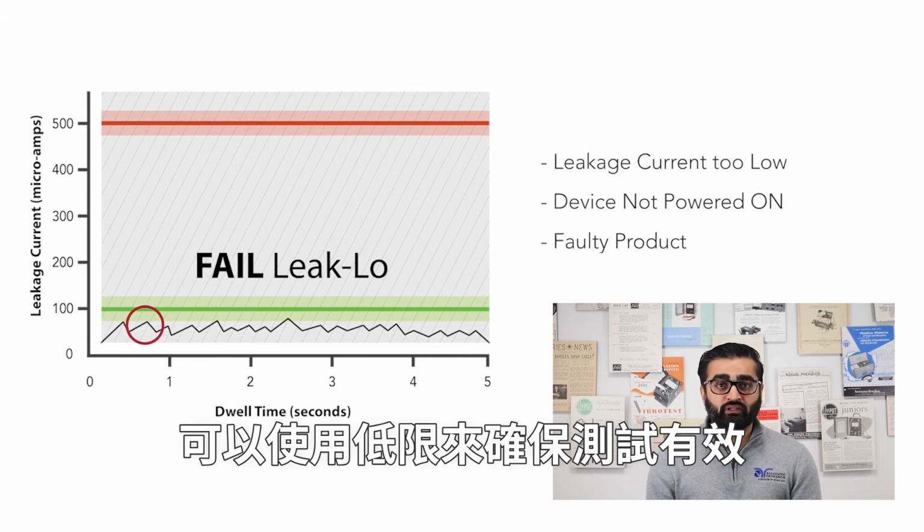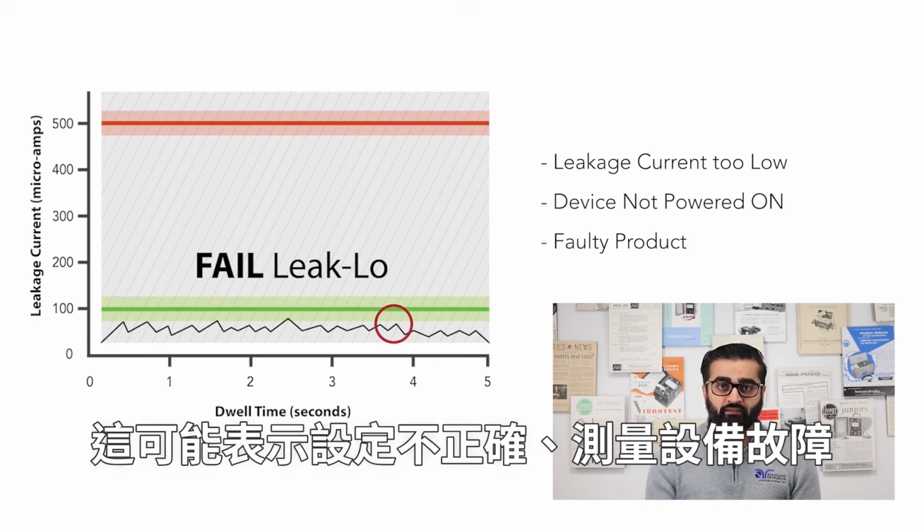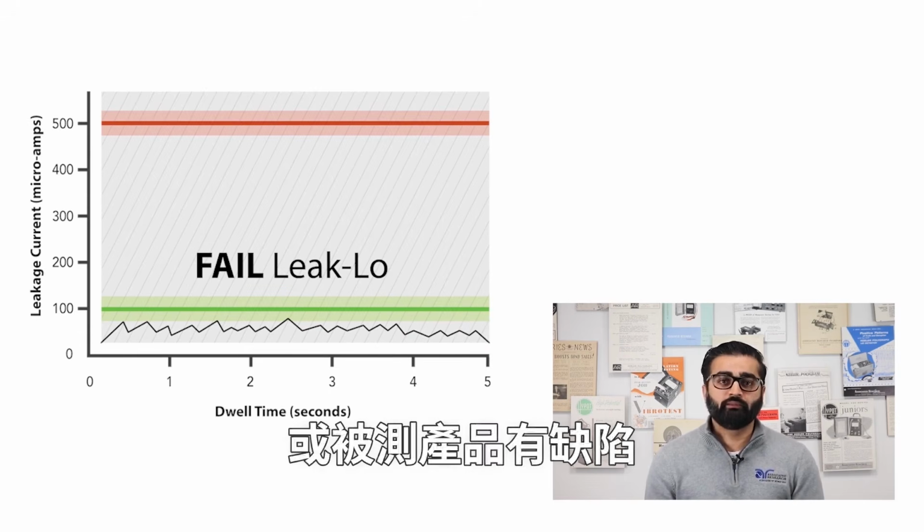A low limit can be utilized in order to have a valid test. If the line leakage current does not meet the minimum amount set by the low limit, this could be an indication of incorrect setup, malfunctioning measuring equipment, or a faulty product being tested.